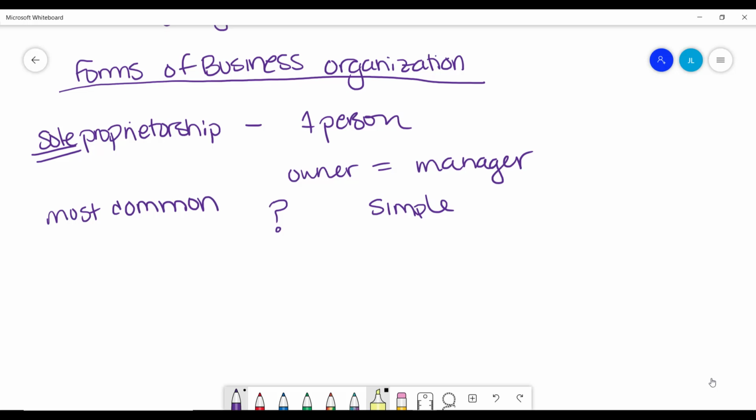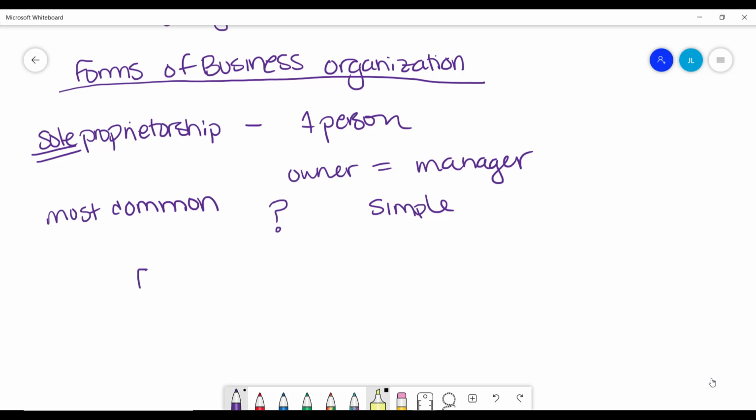So this is the most common because there's the least amount of organization and paperwork that needs to be filled out in comparison to the other forms of business. Okay, but what's one negative aspect? No, not necessarily negative, but what's one thing to think about with a sole proprietorship?